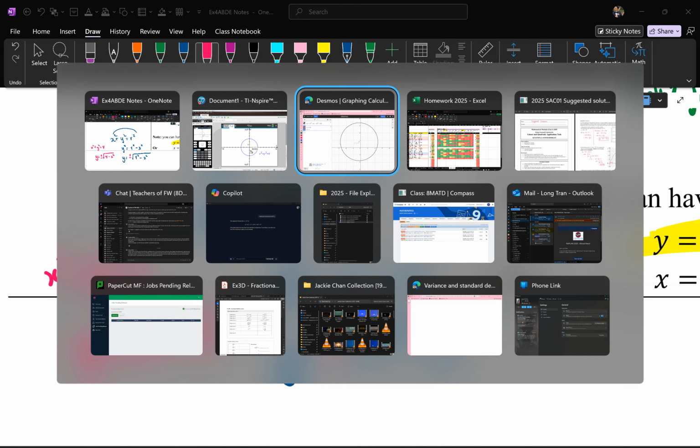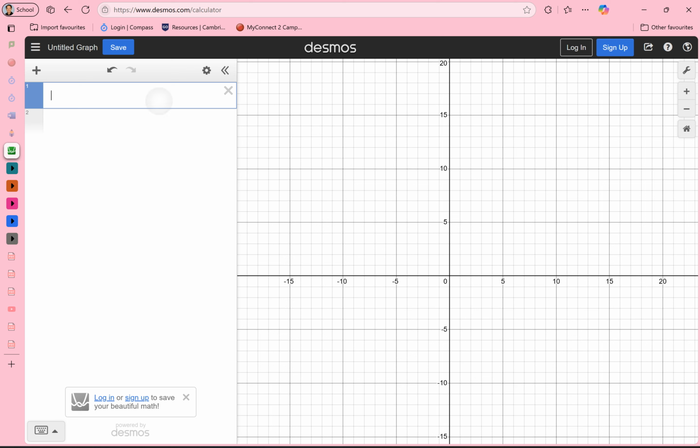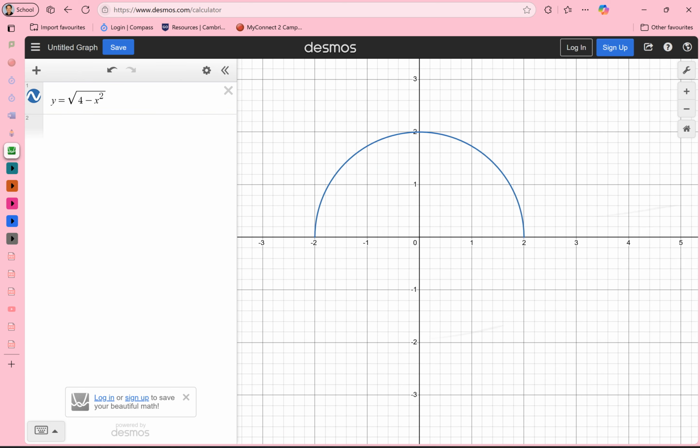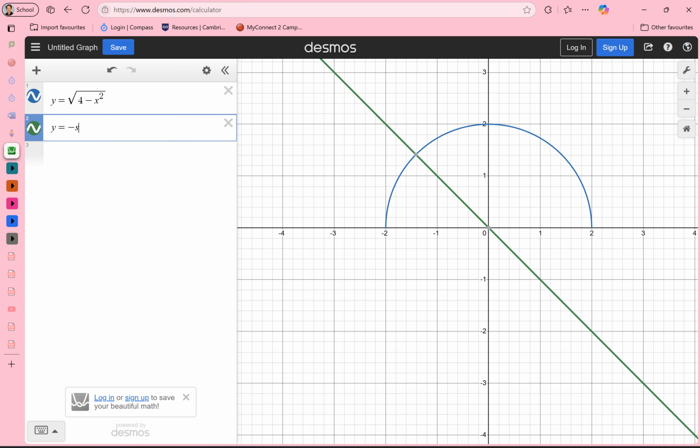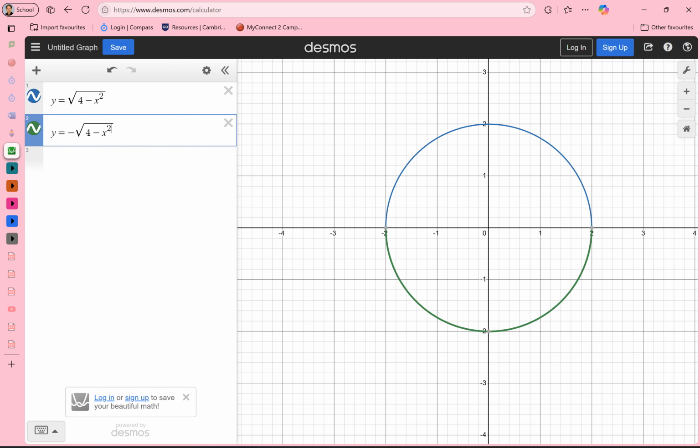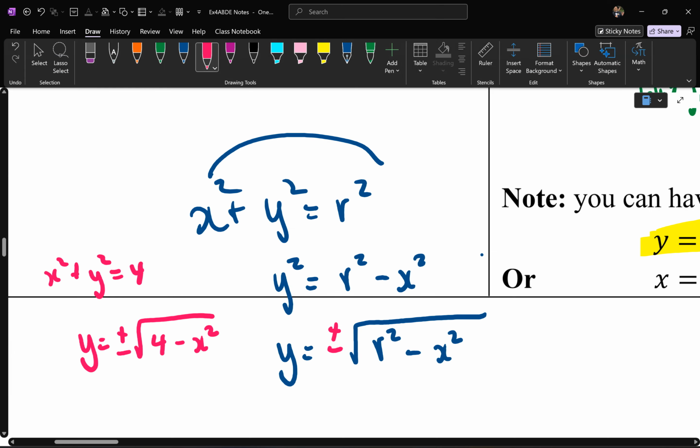I'll go back to Desmos and I'll just take this off. If I type in y equals the square root of 4 minus x squared, can you see how you get just the top half of the circle? Because that's the positive root. If I then said y equals negative root of 4 minus x squared, you get the bottom half. So that negative is a reflection. That's what it does.